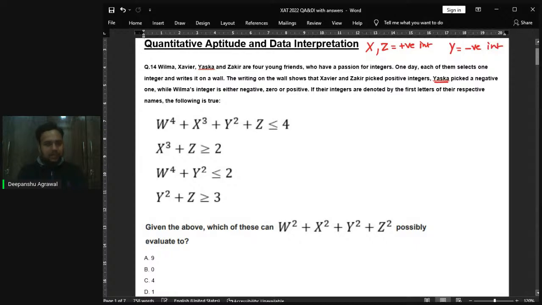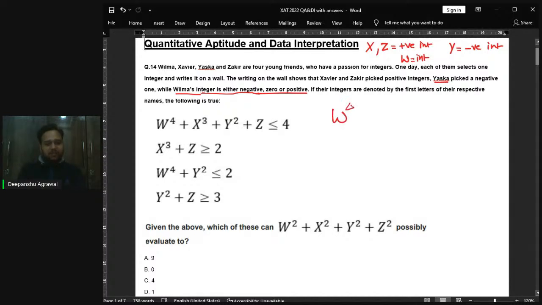Okay. Then Wilma's integer is either negative, zero, or positive. So that means W is also an integer, but it can be positive as well as negative. W is also an integer which can be zero, positive, or negative. Remember, zero is neither positive nor negative. Okay. Now let's take the first equation.